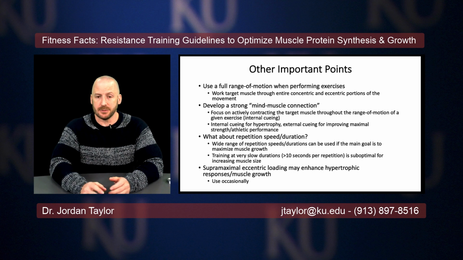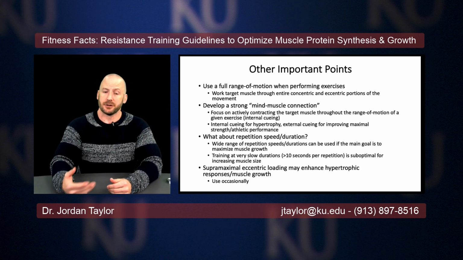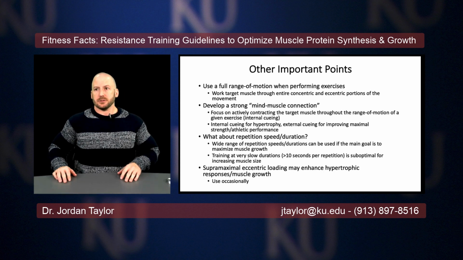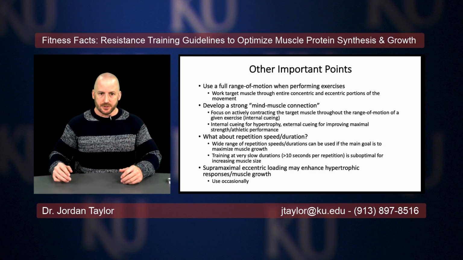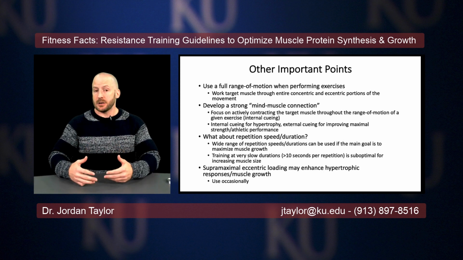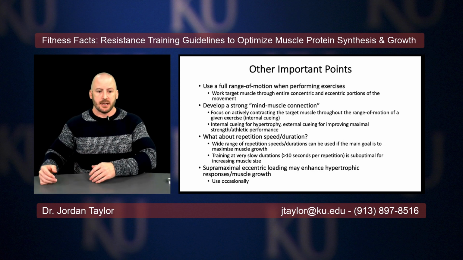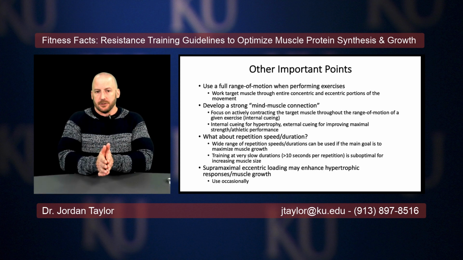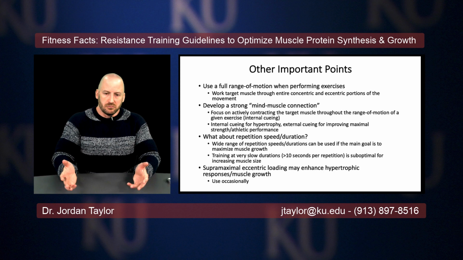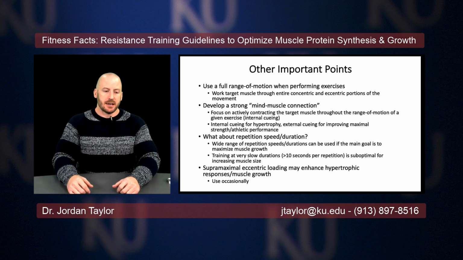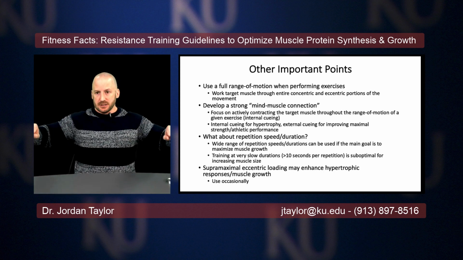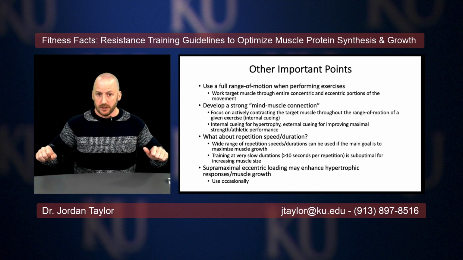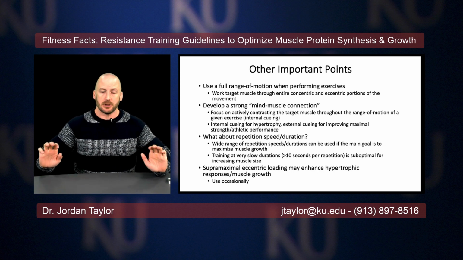Supramaximal eccentric loading can be used occasionally, and that may actually help further enhance muscle hypertrophy and muscle growth. This is where you load the barbell with a weight that's heavier than your 1 repetition max, and you need a partner to do this. So let's say you can bench 225 pounds. You load the barbell with 240 pounds, and you lower it to your chest for 5 reps, and your partner helps pull it off your chest. You can always lower more in the eccentric phase than what you can lift and overcome.